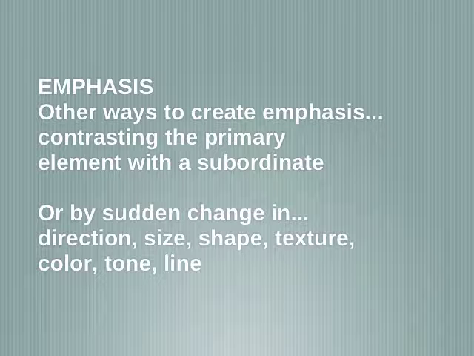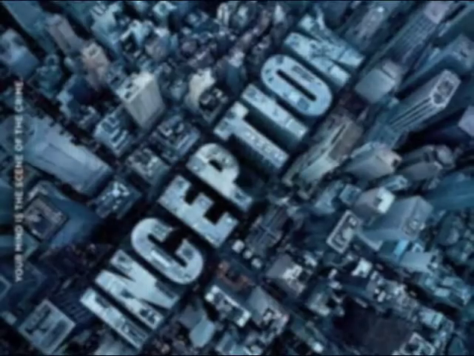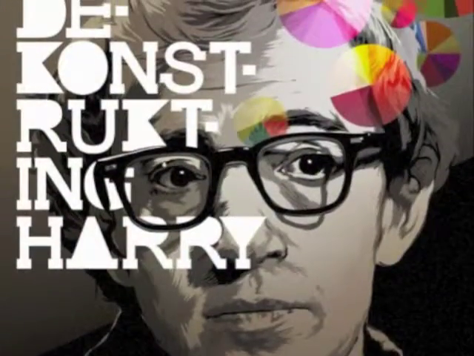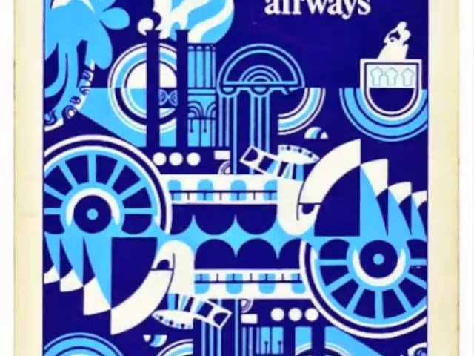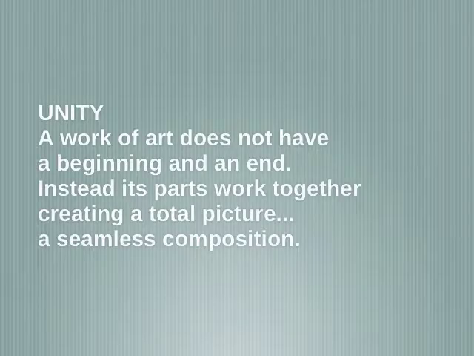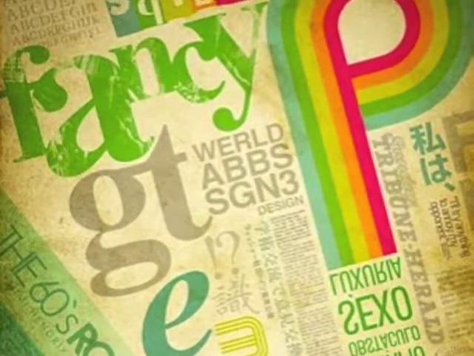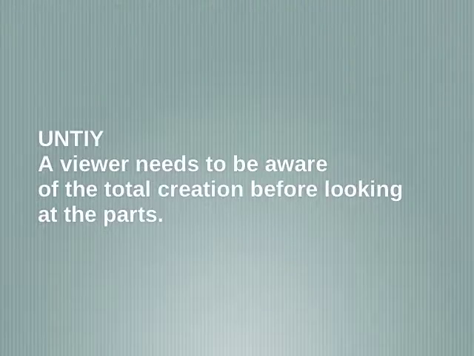Other ways to create emphasis is by contrasting the primary element with its subordinates, or by a sudden change in direction, size, shape, texture, color, tone, or line. Unity and variety. Unity is the wholeness of a composition, the feeling that all the elements belong together. A work of art does not have a beginning and an end. Instead, its parts work together, creating one total picture, a seamless composition. The viewer needs to be aware of the total creation before looking at the parts.